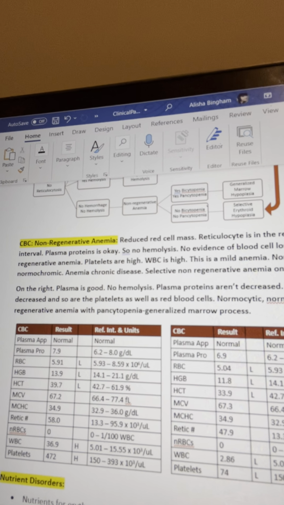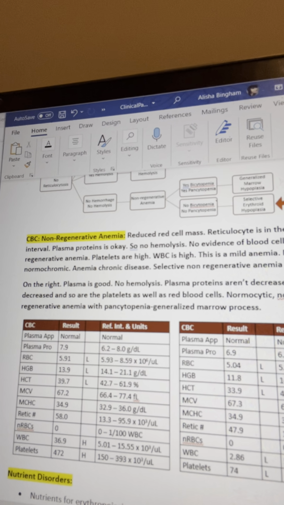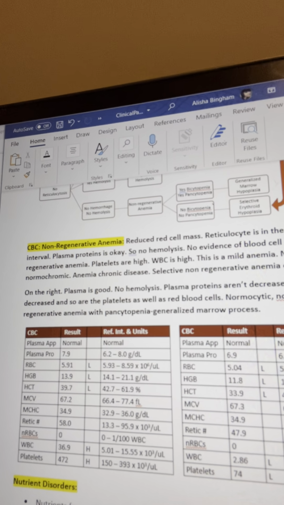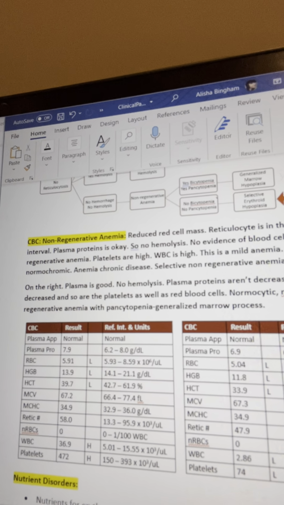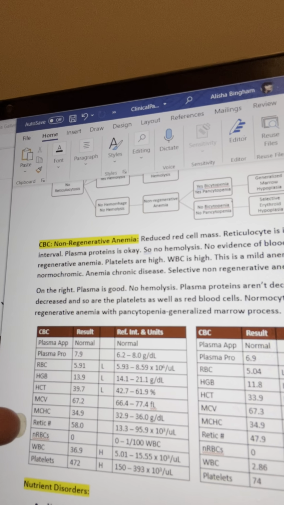The platelets are high. The white blood cell count is high. So this is a mild anemia. It's normocytic and normochromic. Then it's anemia of chronic disease. So this is a select non-regenerative anemia on the left here.